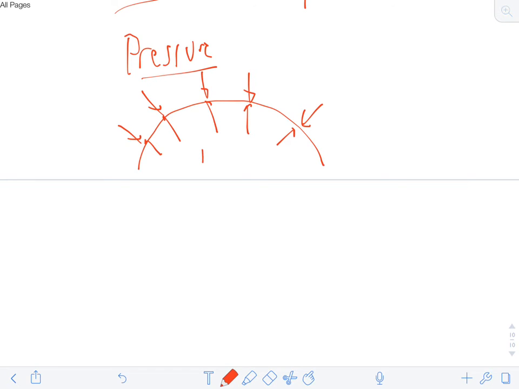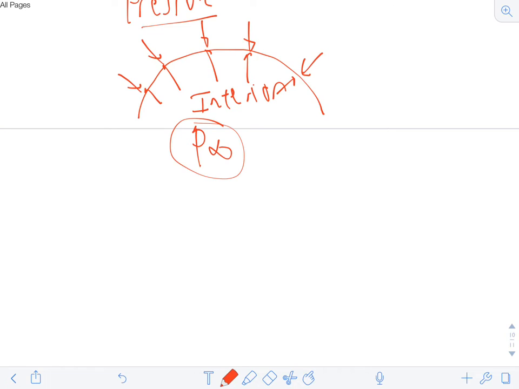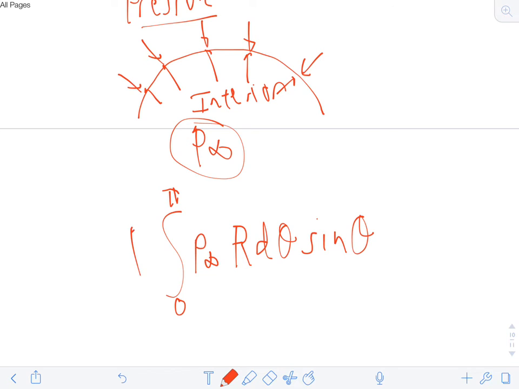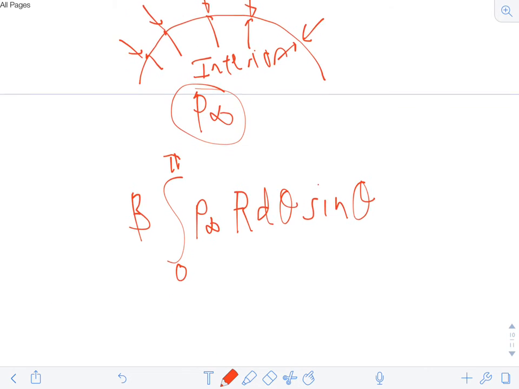In terms of the interior, we can assume that the pressure is equal to free stream, equal to the static pressure, just P infinity, 1 atmosphere on the inside. So the force contribution from the inside is going to be the integral from 0 to pi of P infinity times r d theta, that's our arc element, times sine theta, that's projecting it in the up direction, times b, that's going to be the length of the hut.